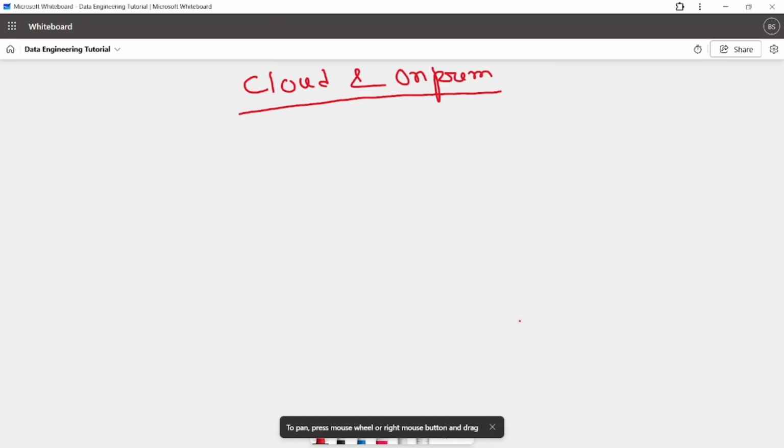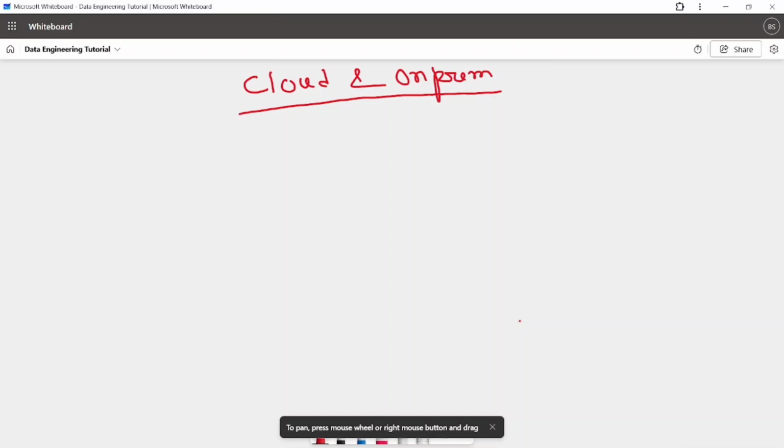So we'll start with on-prem. I will give some brief idea about this and later we'll talk about cloud deployment models. What are the different types of cloud deployment model? We'll discuss that because we are going to deal with the data, we are not going to deal with infrastructure. Since we are going to deal with the data, we should know about this concept.